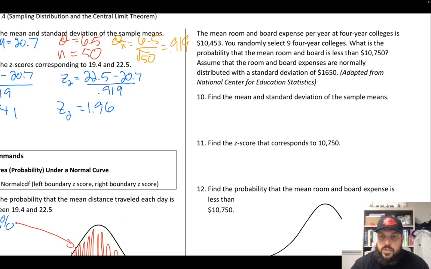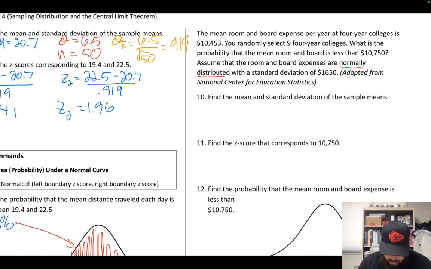All right, let's look at a second problem application. So the mean room and board expense per year at a four-year college is $10,453. You randomly select 9 four-year colleges. What is the probability that the mean room and board is less than 10,750? And we're going to assume they are normally distributed, so that's key. All right, because our n is not greater than 30, and so we can't apply the central limit theorem. But since it's normally distributed, we are good. And then we have a standard deviation. So let's key on those.